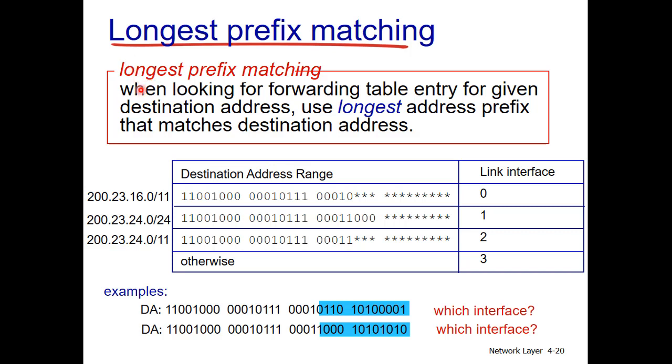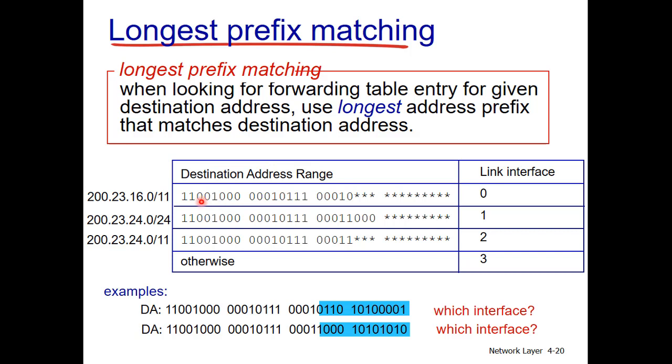In longest prefix match, when looking for a forwarding table entry for a given destination address, use the longest prefix that matches the destination address. So this is the address range. In this address range, this is a 32-bit number: an 8-bit number, 8-bit number, 8-bit number, and 8-bit number. So this is a 32-bit number.